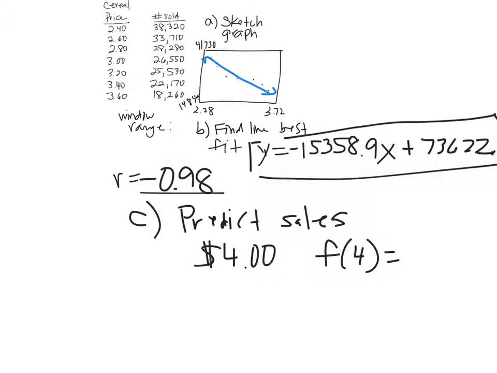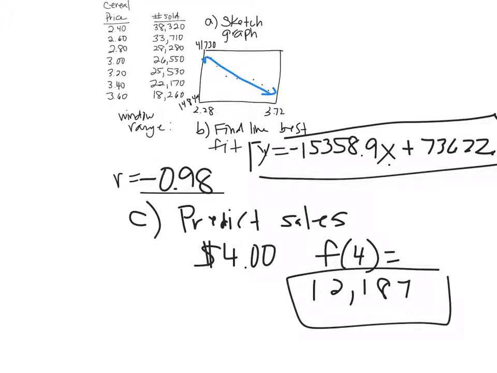Okay, or if you don't like that, just take 4 and plug it into your equation that you have right here. 4 goes in for x, and then it'll tell you that approximately 12,187 people will buy the boxes sold. Okay? But sometimes you have to change your window if you're going to do it on your line like that. Now, do you like it a little better this year?